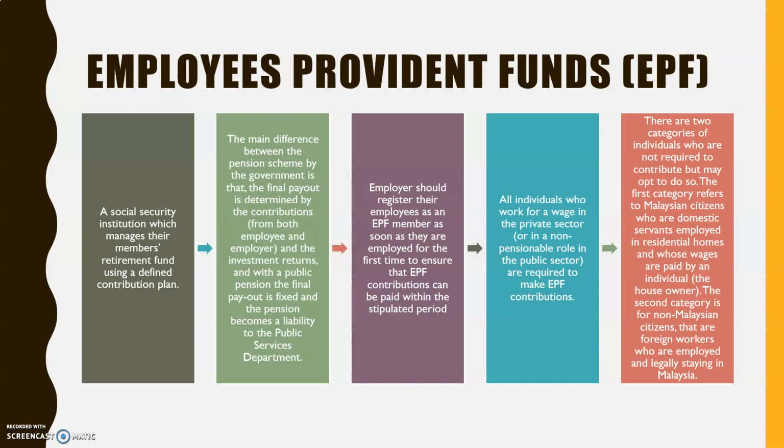They have to pay a fixed amount of money to the government servant who retires. Whereas the final payout for EPF is their contribution, both from employee and employer, plus investment return. That's all. And then the employer should register their employees as EPF members as soon as they are employed for the first time, to ensure EPF contribution can be paid within the stipulated time.